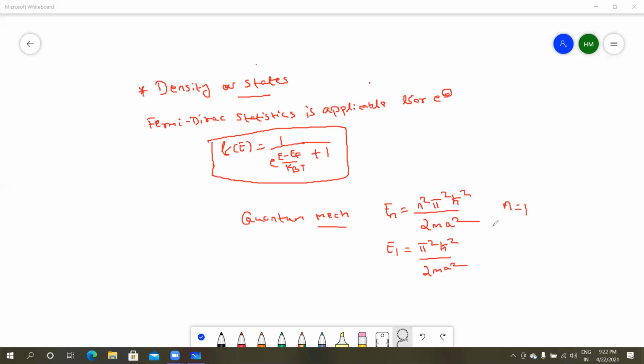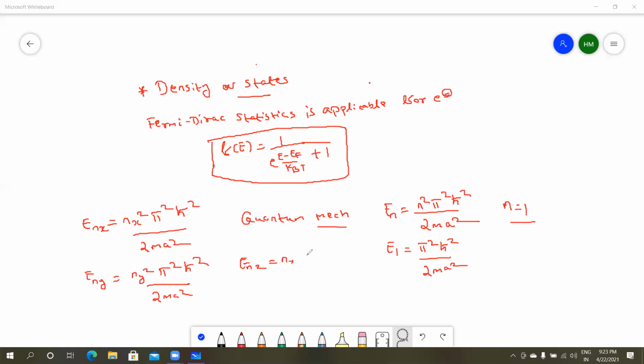So for the ground state energy, we will put n equal to 1. This will give E1 = pi^2 h-bar^2 / (2 m a^2). This is basically for one dimension. We can extend this idea to 3 dimensions. For one dimension, E_nx = nx^2 pi^2 h-bar^2 / (2 m a^2). If we go for 3 dimensions, we will have E_ny = ny^2 pi^2 h-bar^2 / (2 m a^2), and E_nz = nz^2 pi^2 h-bar^2 / (2 m a^2).